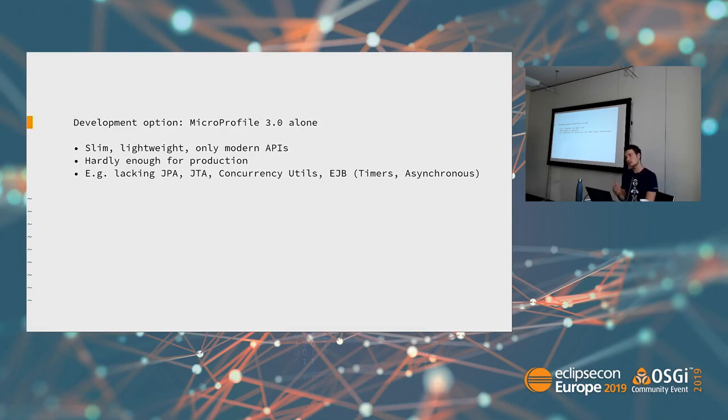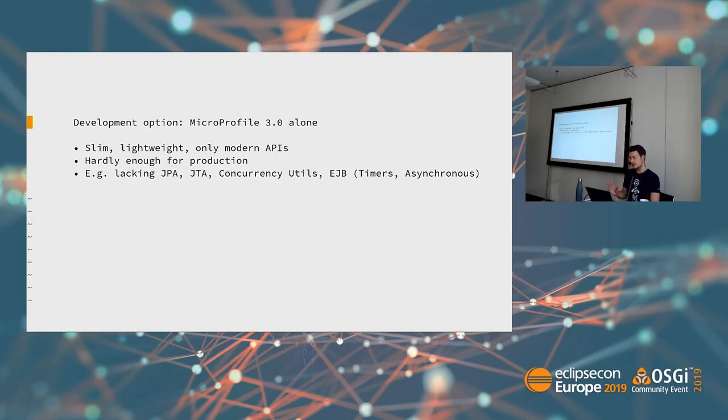what we get, it's quite nice that it only includes modern, slim, lightweight APIs, only the modern stuff like CDI, JAX-RS, but it's also hardly enough for real production applications, for real-world applications, where we typically need things like databases, JPA, JTA for transactions, where we need some more complex concurrency applications, where we would need the concurrency API and things like that. We have some EJB timers and just some things where plain MicroProfile isn't quite enough.